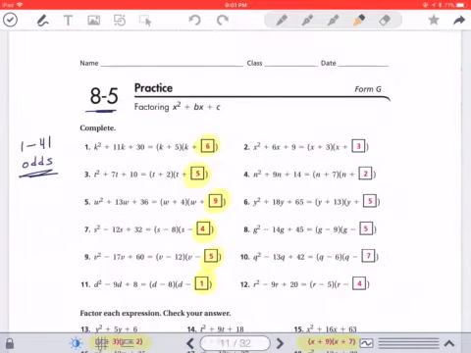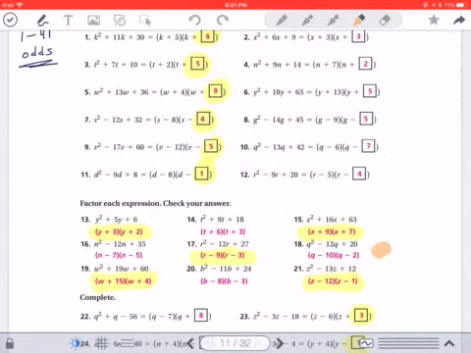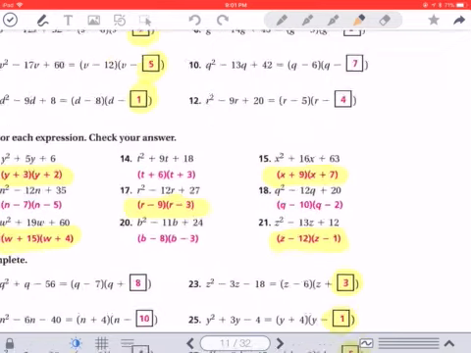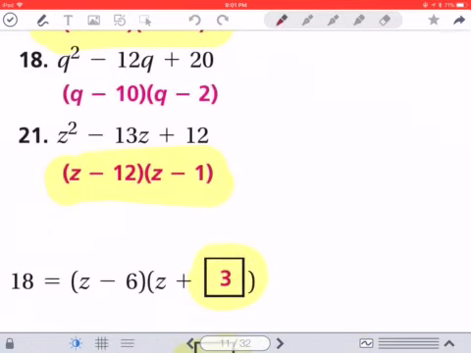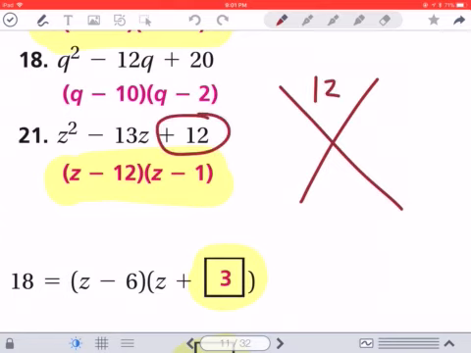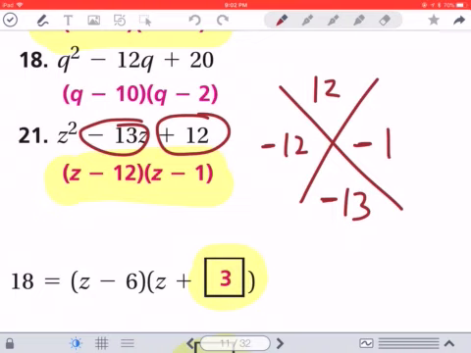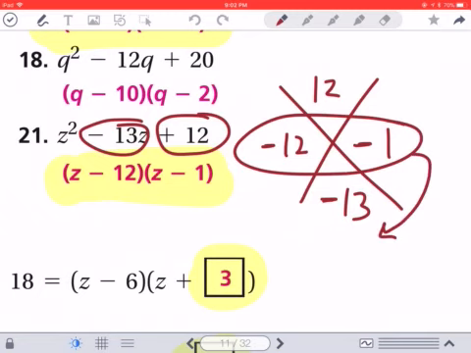Okay, let's do number 21. Let's just use the x method on this. What multiplies to the last term, 12, but adds to the middle term, negative 13? Well, it's got to multiply to a positive, add to a negative. So it's going to be negative 12 and negative 1. Because negative 12 plus negative 1 is negative 13, and negative 12 times negative 1 is a positive 12.